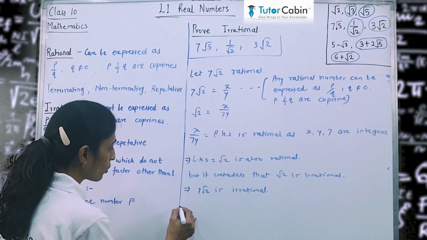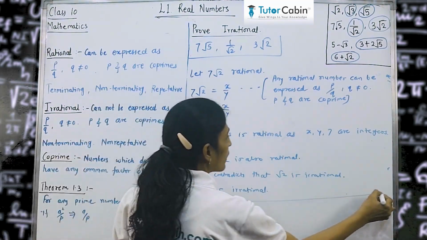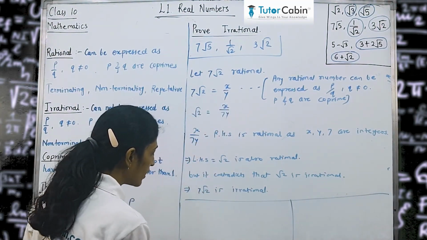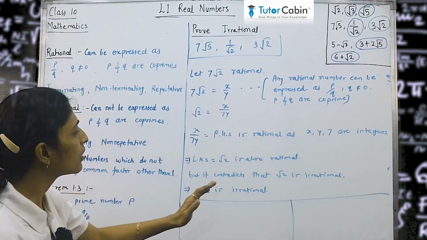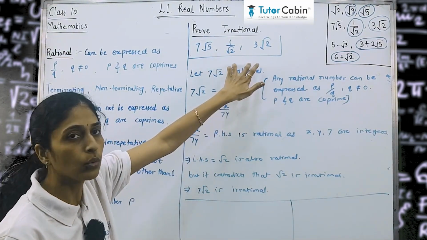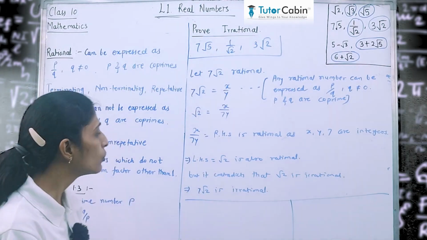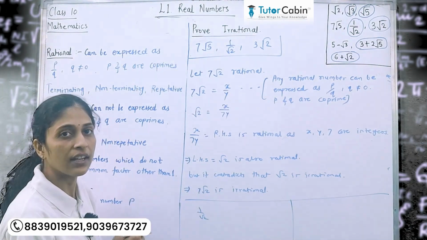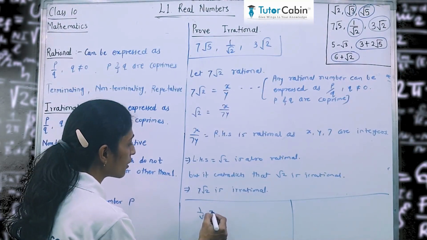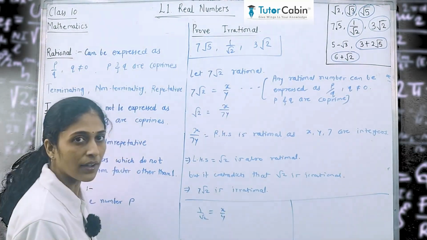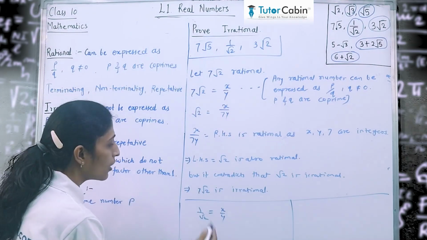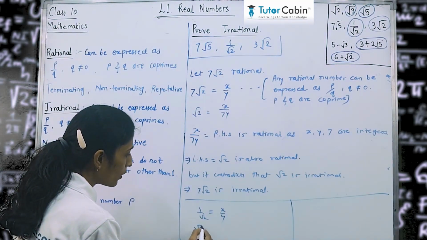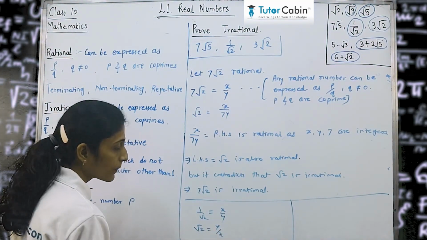I will show you how to solve this here only. I am not going into too much detail, no need. You are going to solve it. I am just going to give you some hints. Let's suppose that 1 by root 2 is rational. So it can be expressed as x by y. Write down the reason. Then what can I do? Root 2 is equal to y by x.